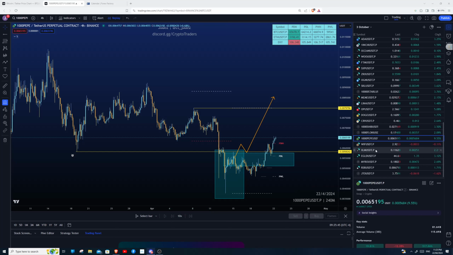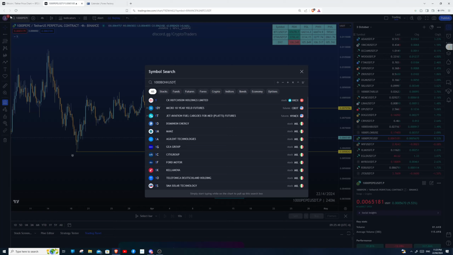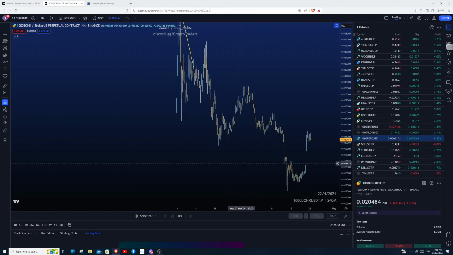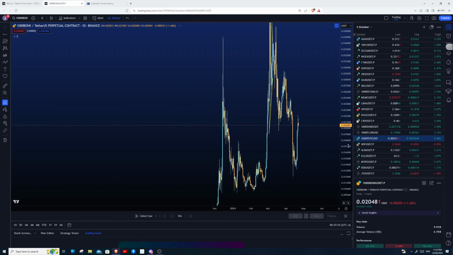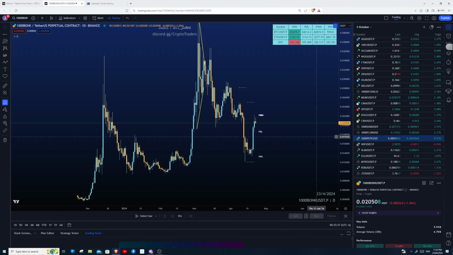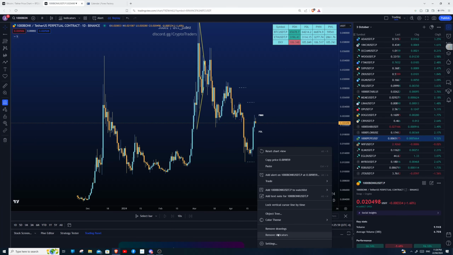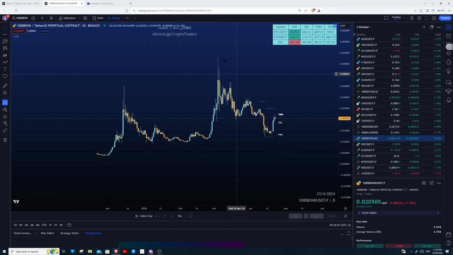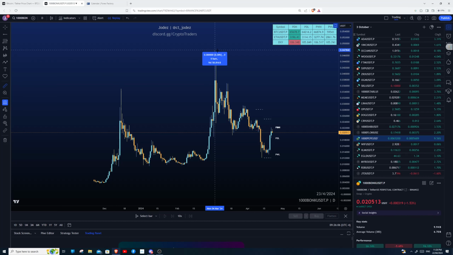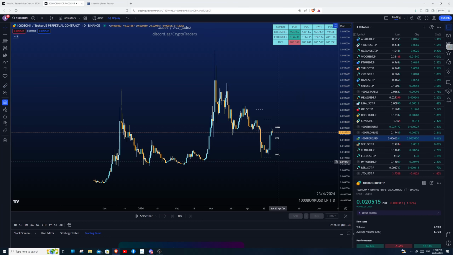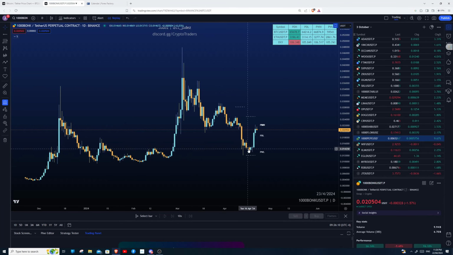Wait, that is Pepe coin I just looked at. Okay, I'll look at Bonk. So yeah, that's a pretty brutal retrace. Down 74% from the highs in March.